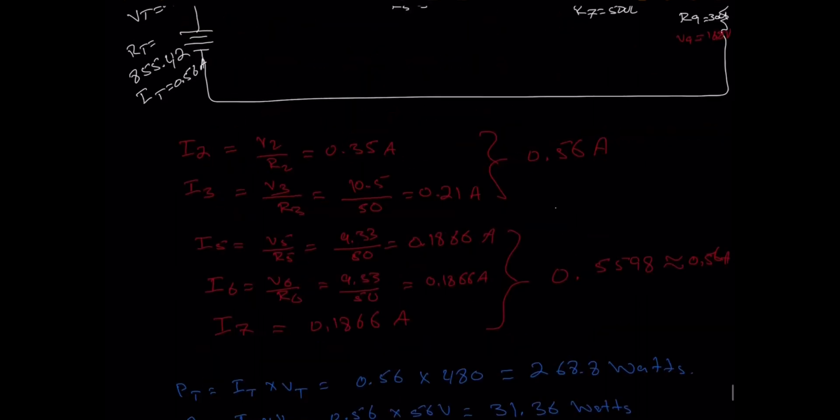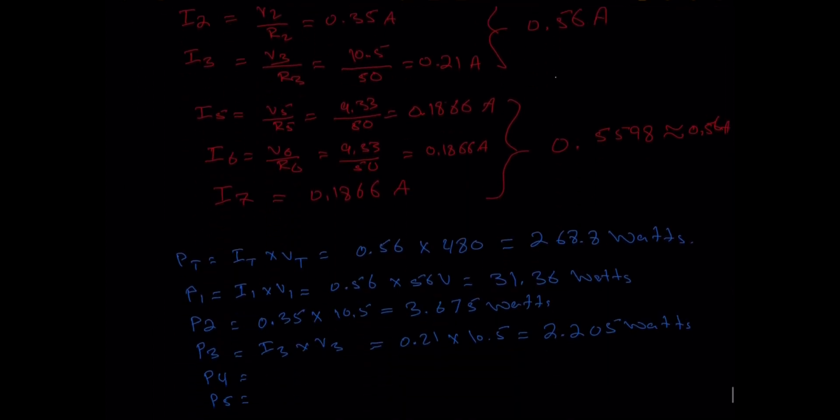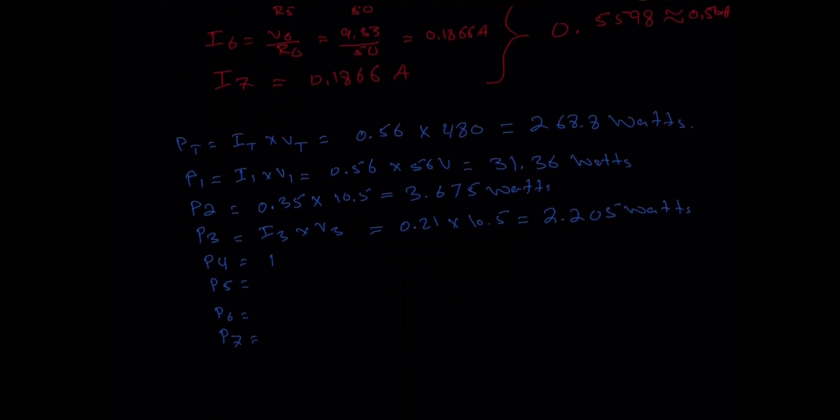P4 will be I4 times V4. I4 is 0.56 times V4 is 50.4 volts. 0.56 times 50.4 will give me 28.224 watts.